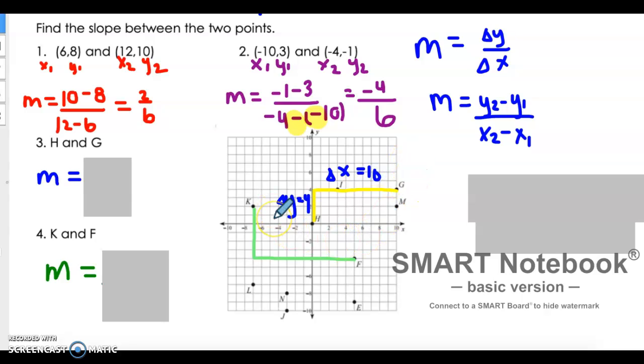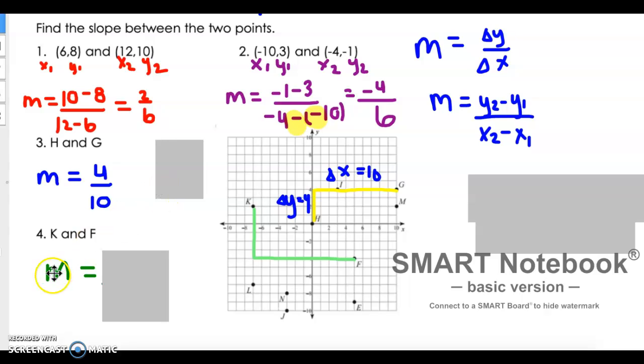So once you identify the change in y and the change in x from drawing in your slope triangles, you can easily write the slope as a fraction. So here, m is equal to 4 over 10. Again, you can simplify the fraction, but you do not have to. So I'm just going to leave it as 4 over 10.